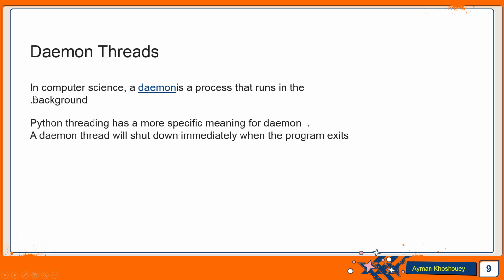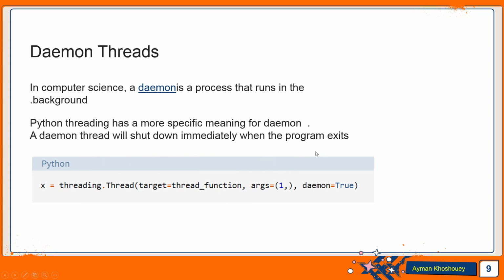Daemon threads. In computer science, a daemon is a process that runs in the background. You sometimes run your antivirus or play sound in the background. Python threading has a more specific meaning for daemon. A daemon thread will shut down immediately when the program exits. Daemon threads look like this: x = threading.Thread with target thread_function, args 1, daemon equal True. This part makes the thread a daemon.